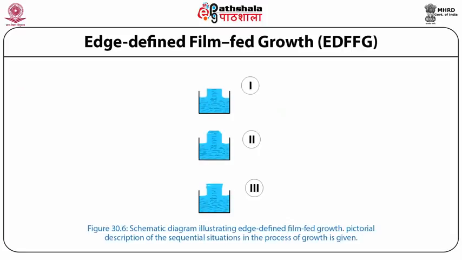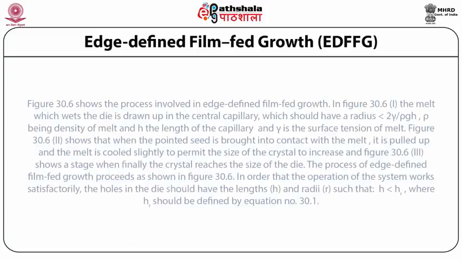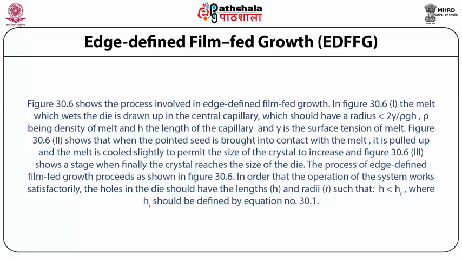Figure 30.6 is a schematic diagram illustrating edge-defined film-fed growth. The pictorial description of the sequential situations in the process of growth is given, as is represented by first stage, second stage, and the third stage. Figure 30.6 shows the process involved in edge-defined film-fed growth.